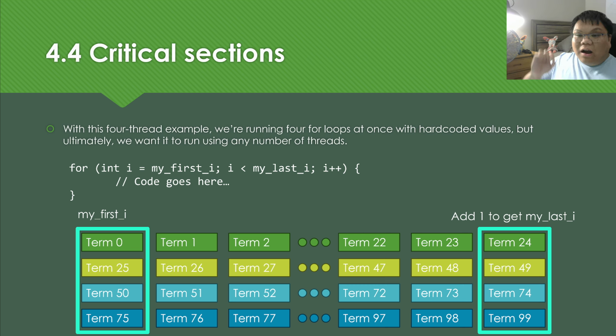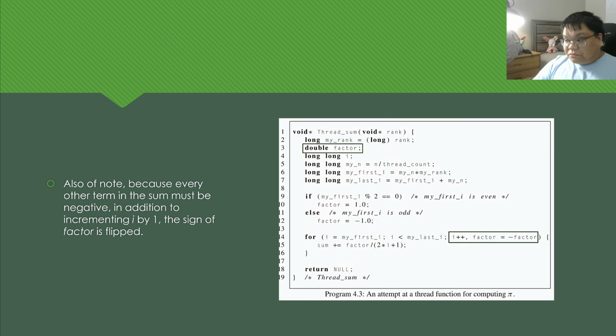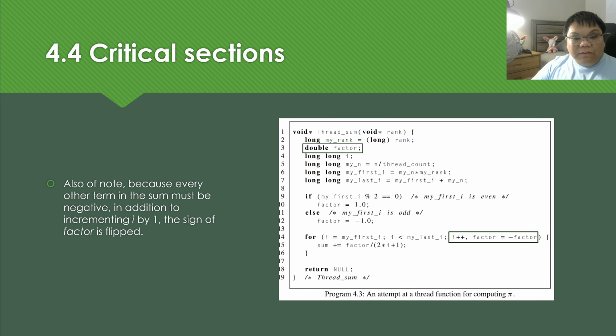Ultimately, we want our program to work regardless of how many threads it's running with. So this is why we have to go through all the effort of calculating a my first i and a my last i. This is in addition to having to add terms whose sign is alternating. So every other term is negative still.